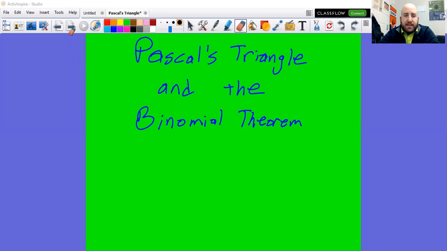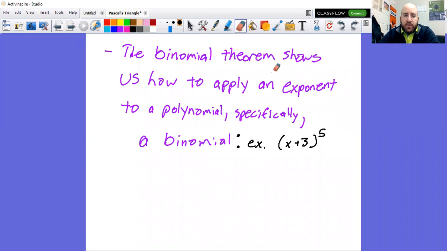All right, so again, we have Pascal's triangle and the binomial theorem. The binomial theorem shows us how to apply an exponent to a polynomial, specifically a binomial. So our example is x plus 3 to the 5th power. The next couple of slides are going to show y'all what would happen if we actually multiplied this out, and then we'll do this with the binomial theorem later. This still ties into operations with polynomials because exponents are an operation. Remember your order of operations, PEMDAS. Again, I'm going to move on quickly. If you need to pause it to get down the notes, that's fine, but I'm going to try not to make this a 30-minute video.